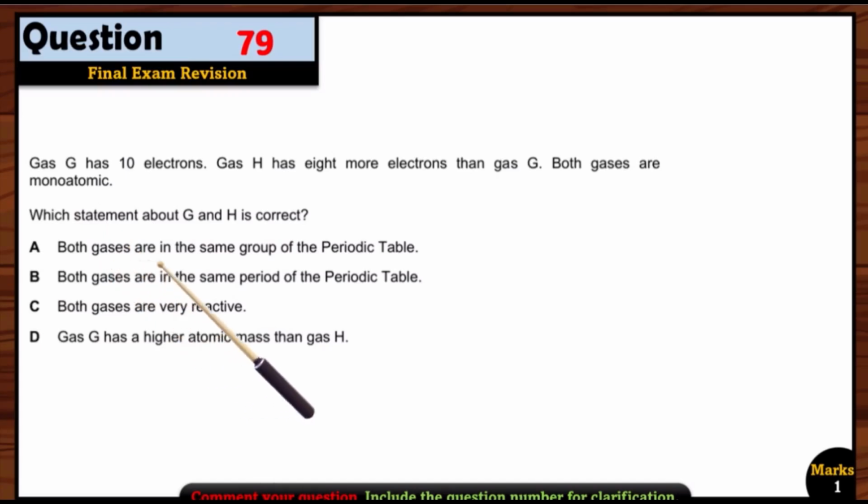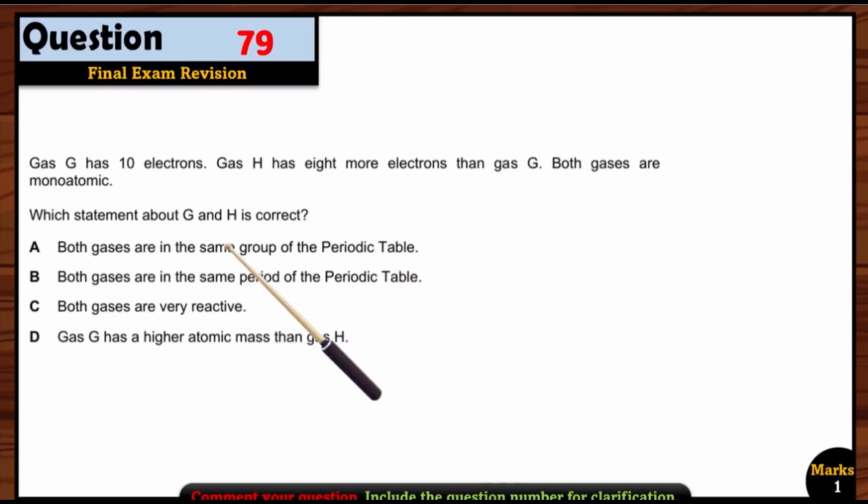Okay, both gases are in the same group of the periodic table. Yes, right. Why right? Because gas G has 10 electrons. It means the first shell has 2 electrons and the second shell has 8 electrons, right? Gas H has 8 more electrons, so it has 18. First shell has 2, then second has 8, and third also has 8. So if it has 8 electrons in the last shell, it belongs to group 8, the noble gases. So both belong to the same group in the periodic table.